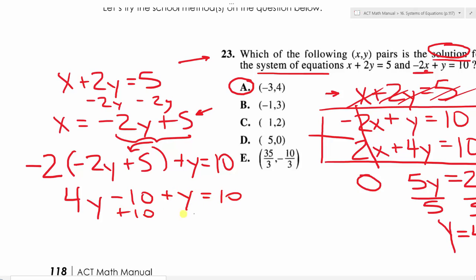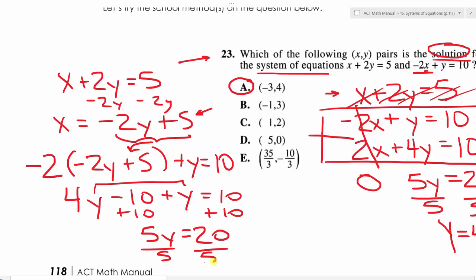I'm going to add the 10 to both sides. I'm going to combine my like terms here. I get 5y equals 20, which is exactly what I got over on the right-hand side. Y equals 4, and I'm done.